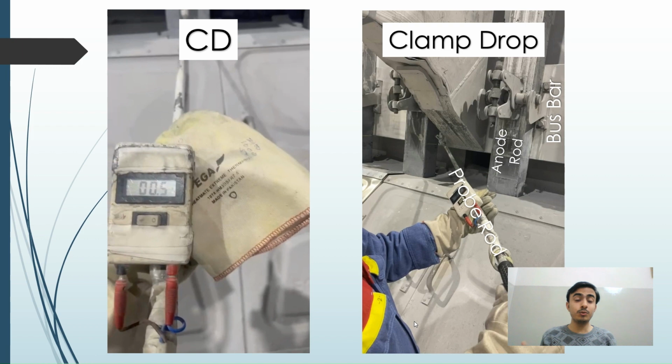A brief intro about what CD is. CD is essentially voltage which is passing through the anode bar and is measured from the front of the anode bar. And clamp drops, on the other hand, are measured from the side of the anode bar, and that's because clamp drops are the voltage drops due to the connection between the bus bar and the anode rod. Both the labelings you can see, and the devices you can see, are probe rods.